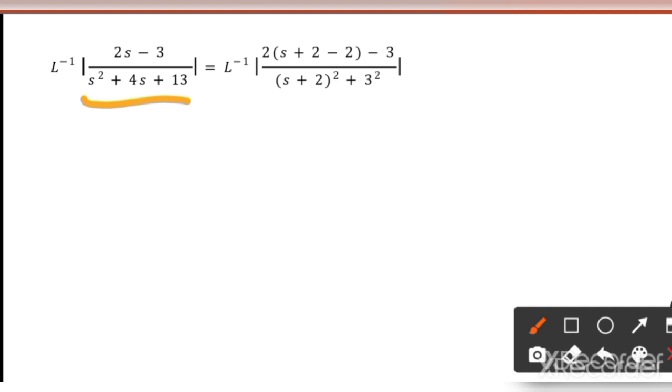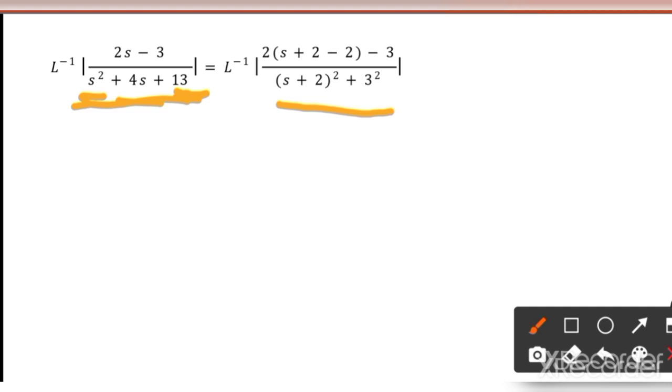So s square plus 4s plus 13, I can write it as s plus 2 the whole square plus 3 square. How did we get that? Very simple. You can see s square, that is a square. Completing the square means I have to write in the form of a plus b the whole square, for that I should have a square plus 2ab plus b square. So what is a? a is s itself. Then 2ab means 2 into s into b; since it is 4s, b is 2. So I need b square, which means from 13 I want only 4, and what is left is 9.